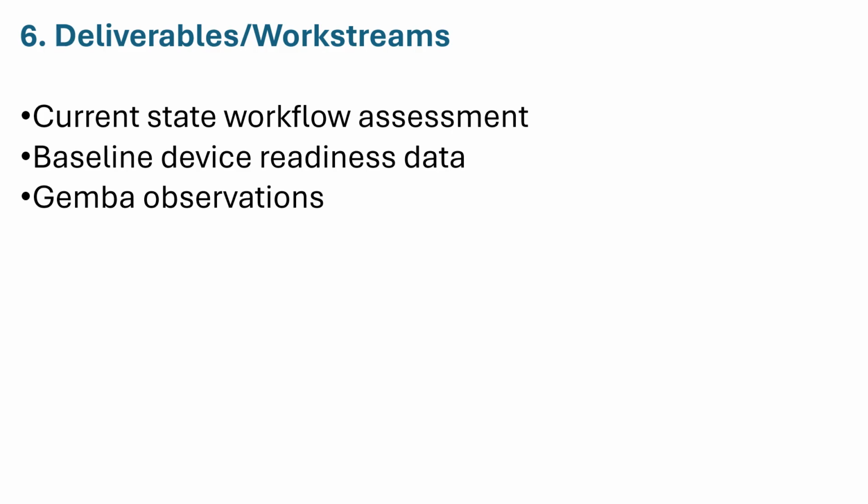Next, let's talk about deliverables and work streams. I like to think of this section as answering the question, what are we actually going to produce? Deliverables are the major outputs your team will create throughout the project. In our example, those include things like completing the current state workflow assessment, collecting baseline data, performing Gemba observations, developing standardized workflows, and creating educational materials.